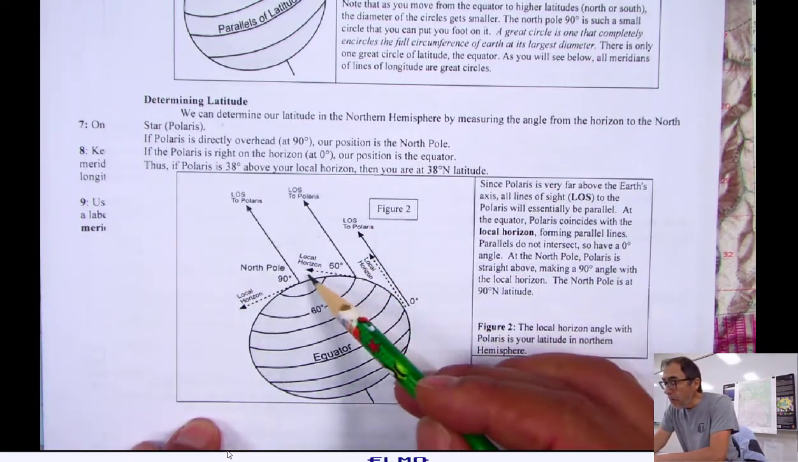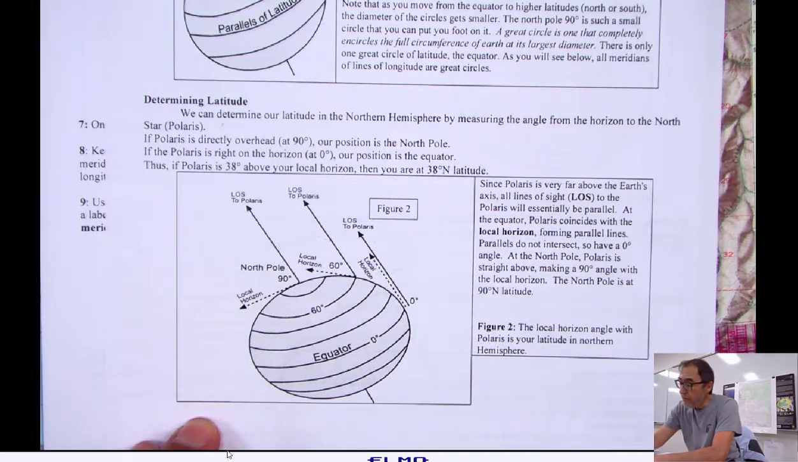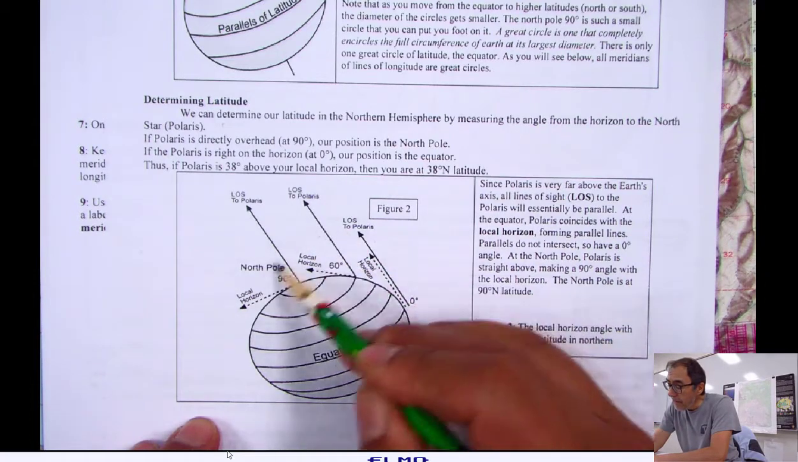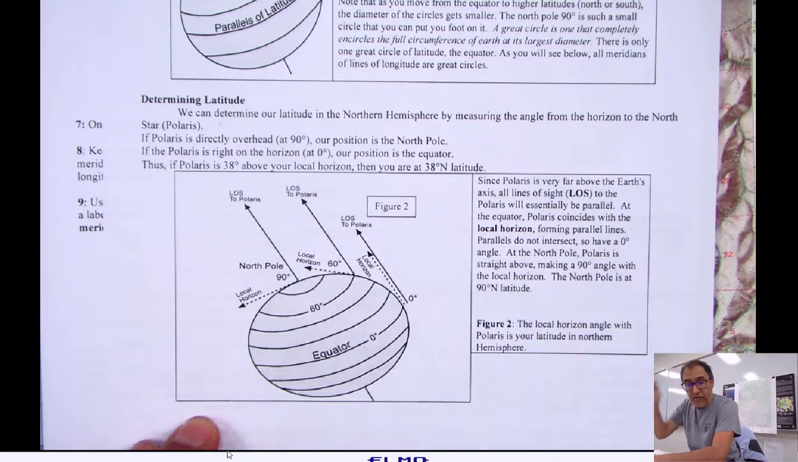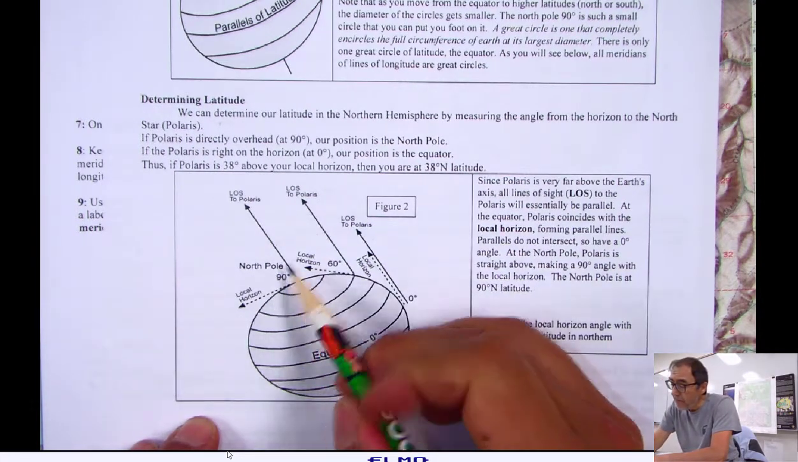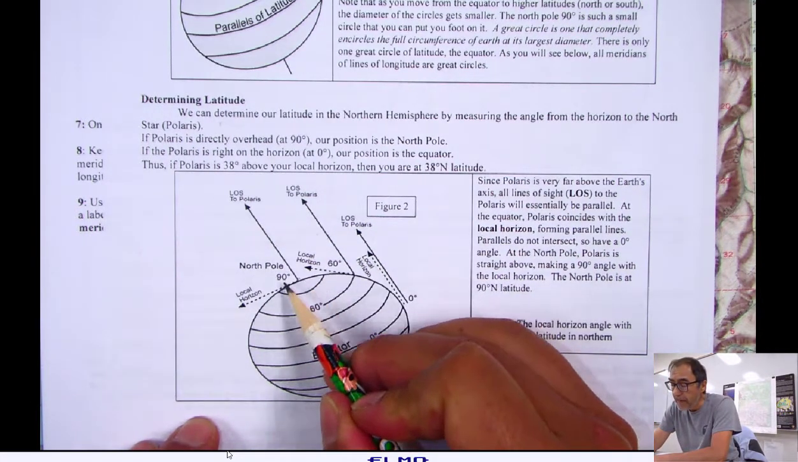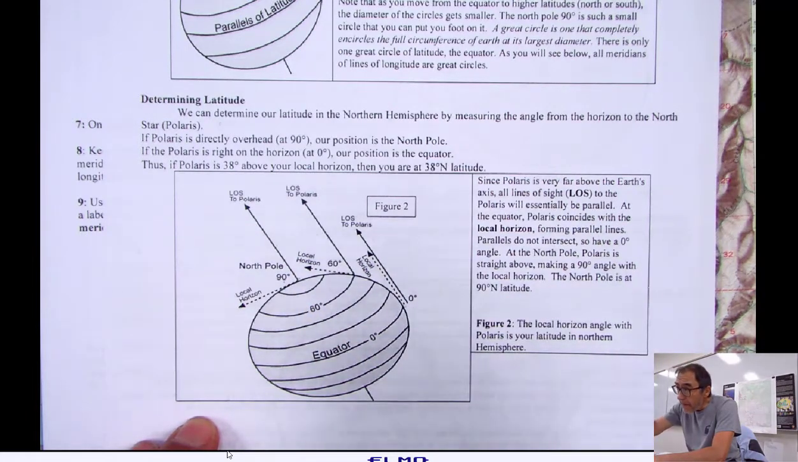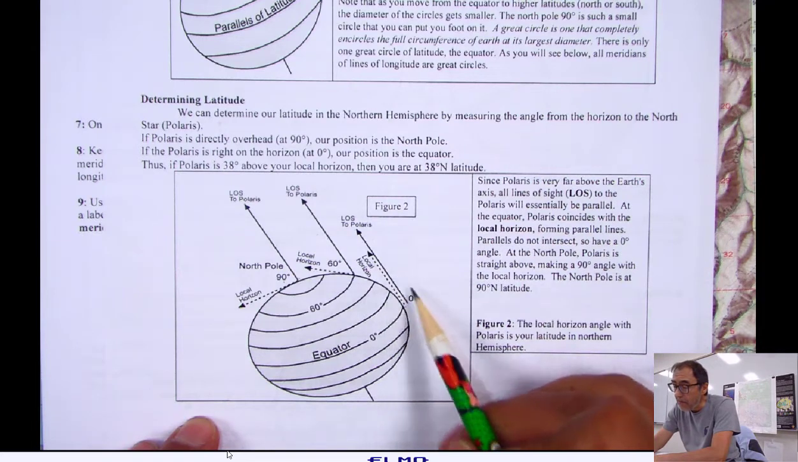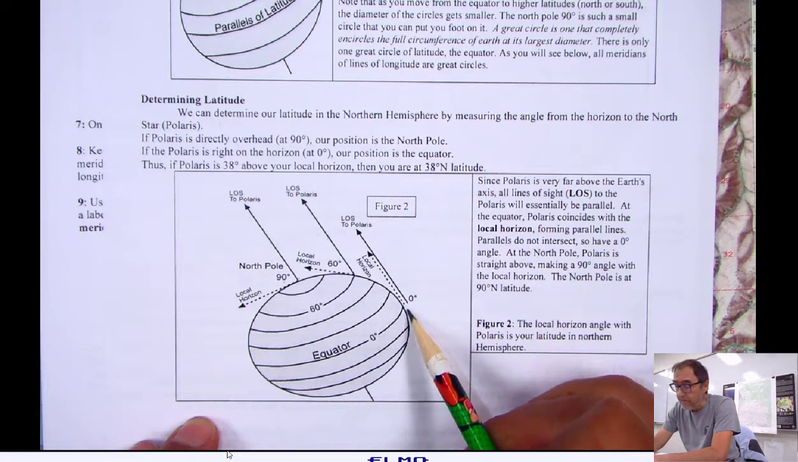Now, your local horizon is right here. So you would measure the angle from Polaris down to the local horizon. If you measure 90 degrees, that means Polaris is straight above your head. That means you're at the North Pole, right? Your latitude is 90. If you were at the equator, you would see Polaris right on the horizon, and there would be no angle. So 0, you're at the equator, 0 degrees.